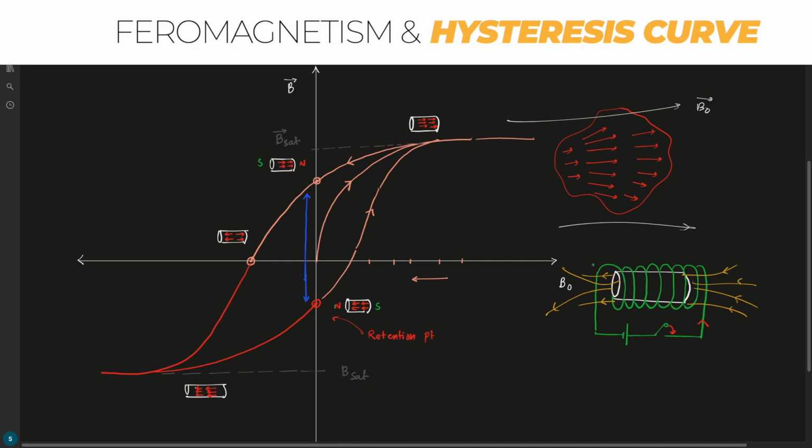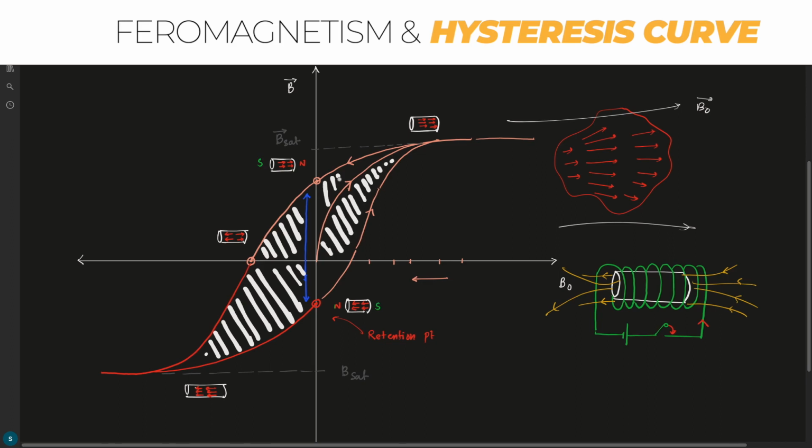All right, so what is the thickness of the curve basically representing? If you look at this curve, the area inside this curve, the area under the curve, we have shaded the region inside the curve. The area under the curve represents the amount of work done needed to convert a ferromagnetic substance into a magnet, basically. So what do I mean by the work done?